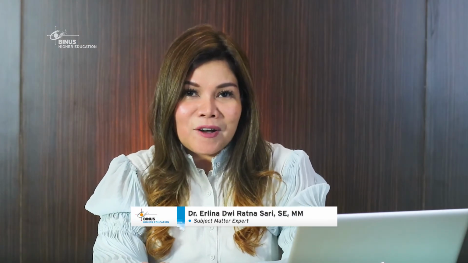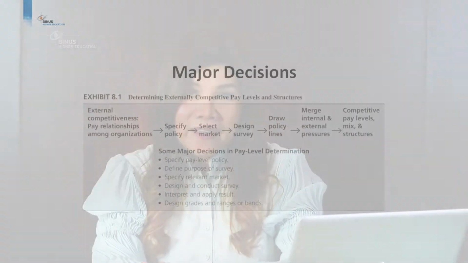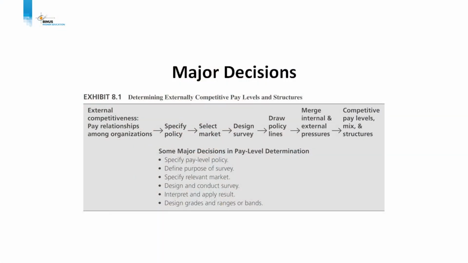This chapter is about designing pay level, mix, and pay structure. So the learning objective in here: define the compensation and pay model and design compensation strategy. And the major decision in here is the external competitive pay relationship among organizations and specifying competitive pay policy.